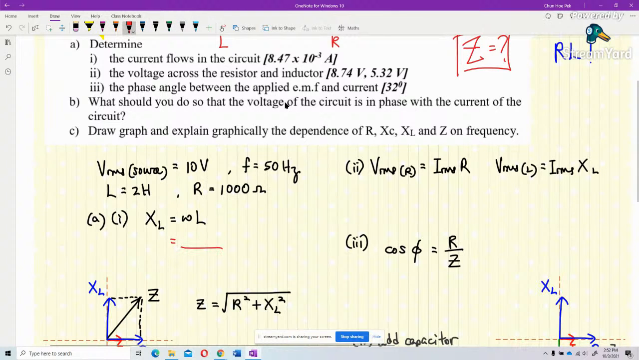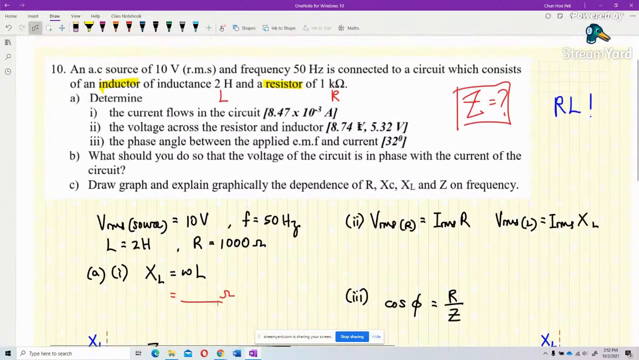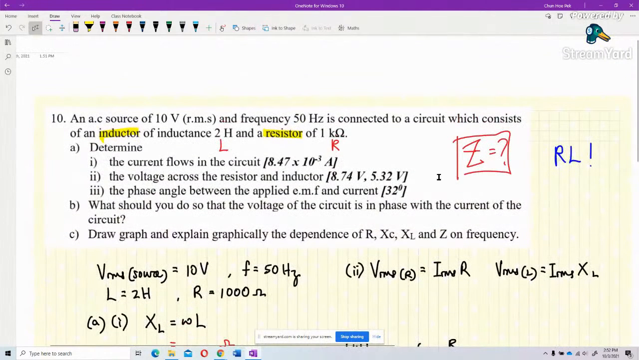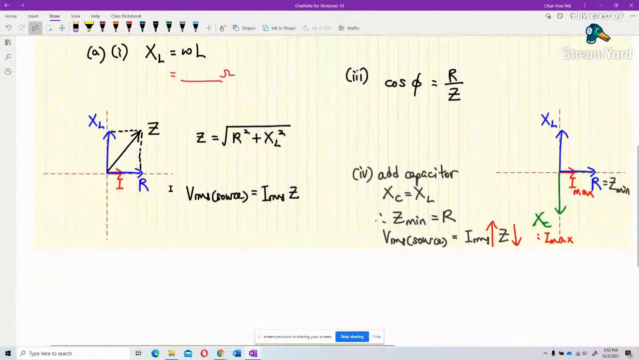I don't know what the value is, because it's not given. Yeah, you need to calculate. Just use the formula to calculate. Okay, now find the impedance. Who is Z first? You want to find Z. You need to find Z first before you can find current. Understand? If you want to find current, you must find Z first.